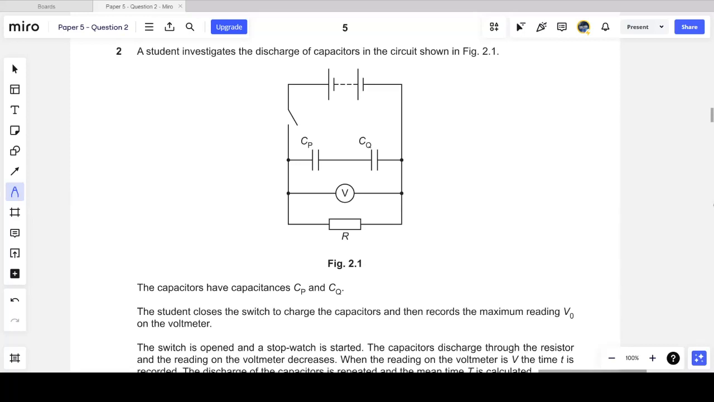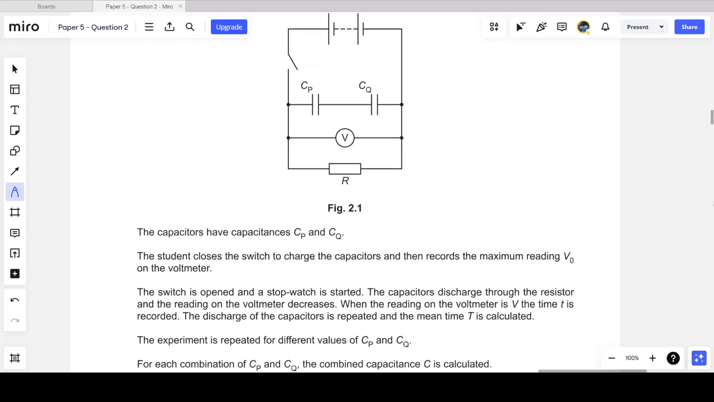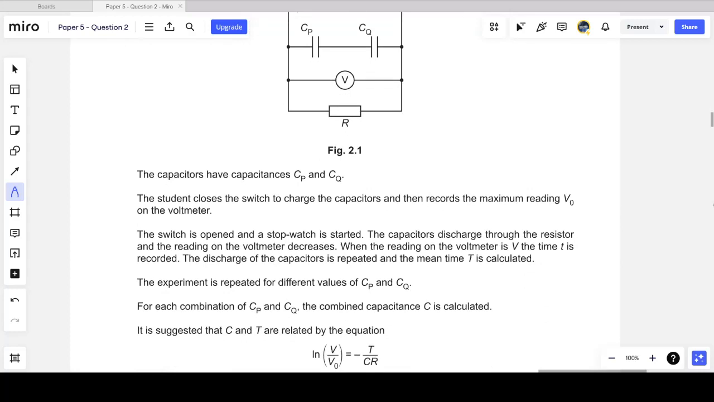So we are told that a student investigates the discharge of capacitors in the circuit that is shown, and the capacitors have capacitances CP and CQ. So there are two capacitors. And the student closes the switch to charge the capacitors and then records the maximum voltage V0 on the voltmeter. The switch is opened and a stopwatch is started. The capacitor is discharged through the resistor and the reading on the voltmeter decreases.